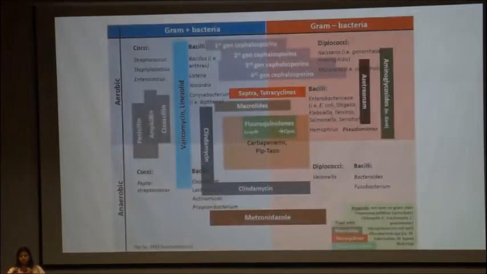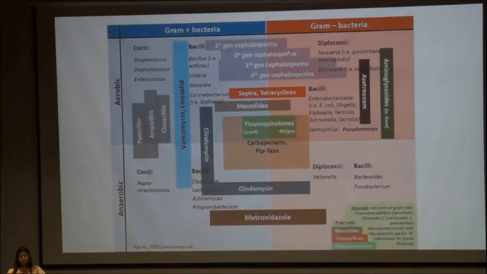So this is a beautiful diagram which shows the division of the gram positive bacteria, and the gram negative bacteria, aerobes and anaerobes. Here we can get an idea of the coverage of the antibiotics. If we see vancomycin and linezolid, they have a narrow spectrum limited only to the gram positive bacteria. Then we have certain antibiotics like the fluoroquinolones, carbapenems and piperacillin-tazobactam, which almost cover all these spectra. So these are the broad spectrum antibiotics.